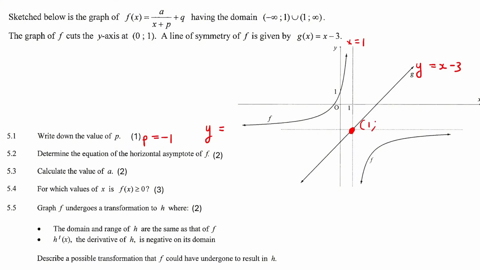So then I can plug that x value into this line to find the y value at that point. Okay, how would I do that? By just plugging the x value into this equation. So that's going to give us y equals 1 minus 3, which is -2. So I know then that the coordinates of that red dot is (1, -2). So the y value is -2 on that dot.